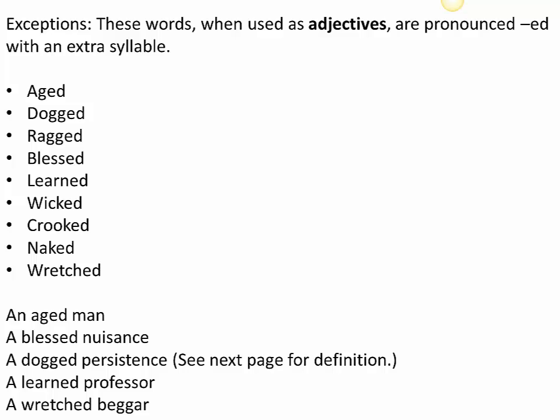Okay, a dogged persistence. You'll have to hang on to the next page to see what dogged means. A learned professor. That means he's very educated. A learned professor. A wretched beggar. Wretched means in a very, very poor, sad, miserable condition. If you think about a beggar, a lot of times their clothes are torn. They're in a bad situation in life. So, wretched.